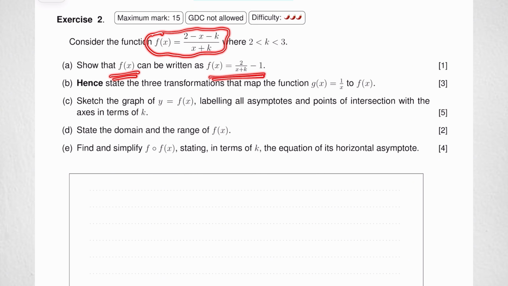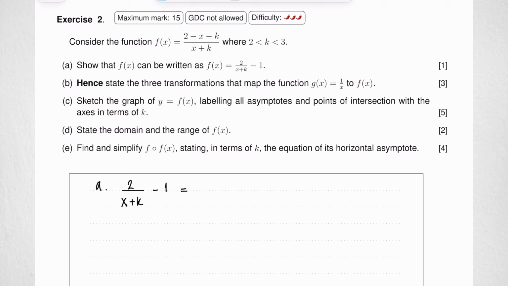And it's much easier to go from here to here, meaning proving that 2 over x plus k minus 1, which by the way can be rewritten using a common denominator, we need to show that we're going to get exactly here. Now, we have in the numerator 2 minus, and given that the denominator here is 1, if we multiply both the numerator and denominator by x plus k, we get 2 minus x plus k in the numerator, which means exactly what we had before. So 2 minus x minus k over x plus k.